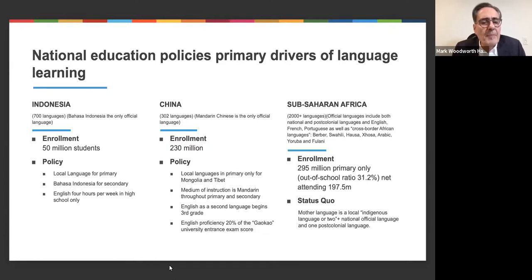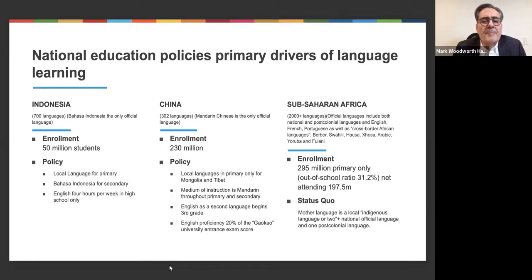Indonesia has established a policy whereby Bahasa Indonesia will be the only official language from amongst 700 languages which are spoken by the population of that country. English is introduced in the high school and is taught only 4 hours per week.